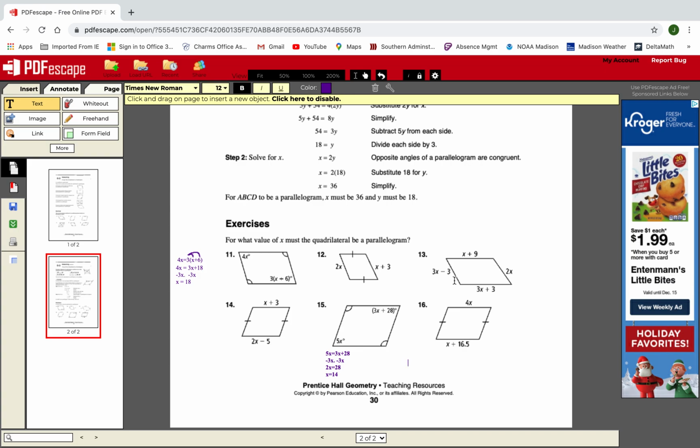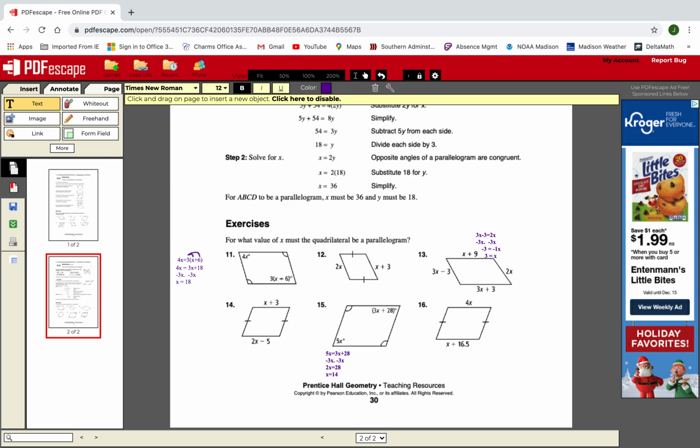Okay. All right, so for number 13, opposite sides are congruent. So I would need to set a couple of these equal to each other. So let's set 3x minus 3 equal to 2x. Then all I need to do is subtract 3x from both sides, which is going to give me negative 3 equals negative 1x, and then I just need to divide both sides by negative 1, and that's going to leave me with 3 equals x.